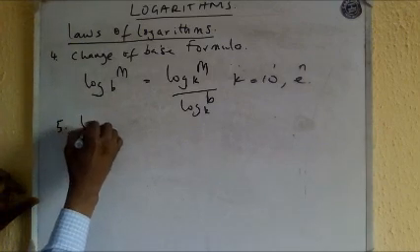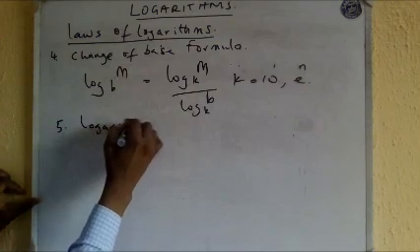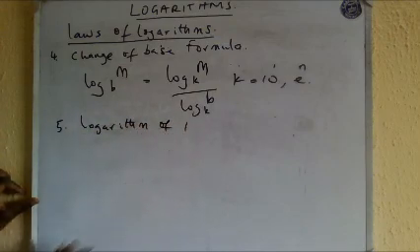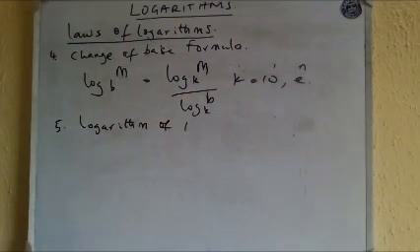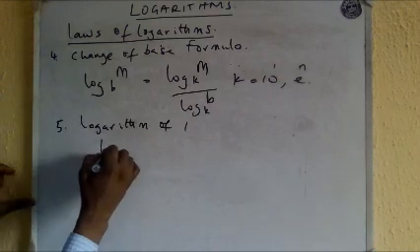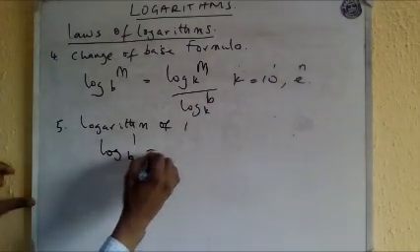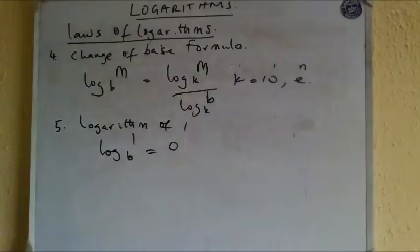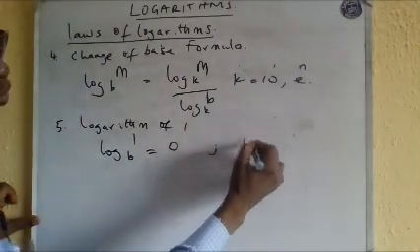So the fifth one is the logarithm of 1. What is the logarithm of 1? Anytime you see log 1 to any base at all, it is 0. Why? Because we know from indices that b raised to power 0 is equal to 1.